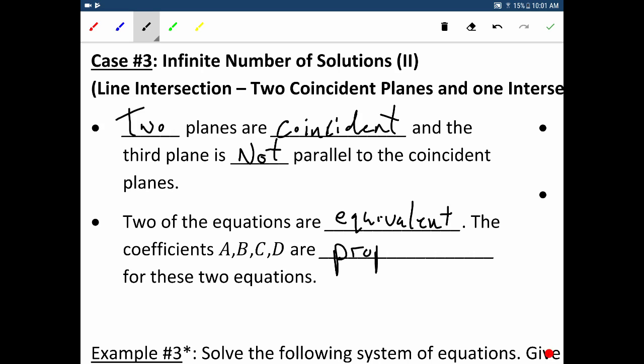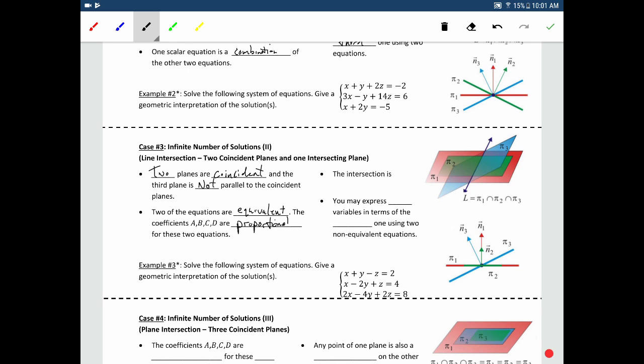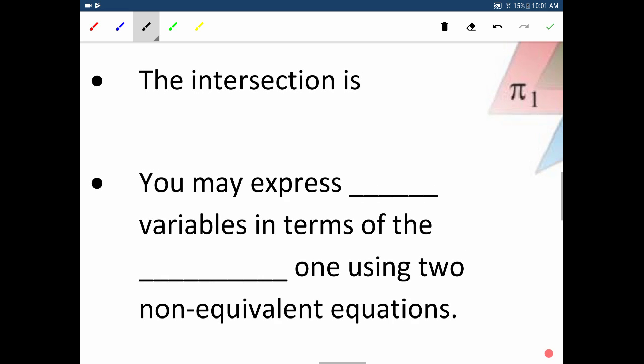Proportional. Okay? Let's see. So the intersection in this case would be a line. And you may express two variables in terms of the third using two non-equivalent equations. All right.